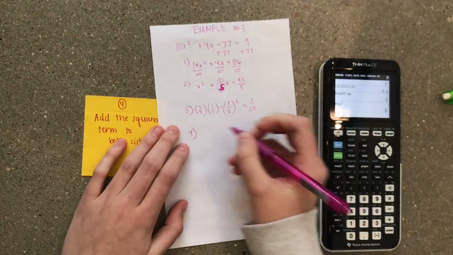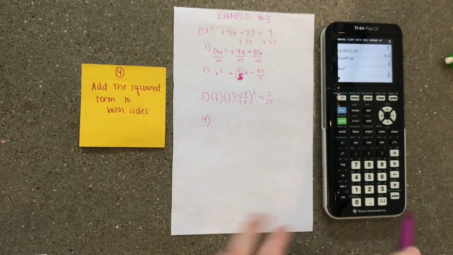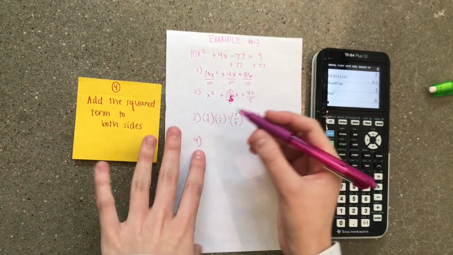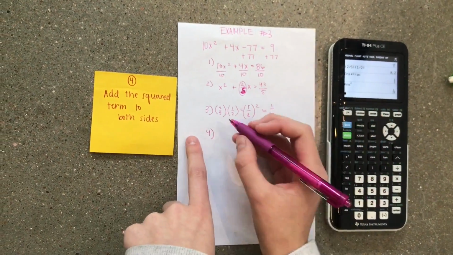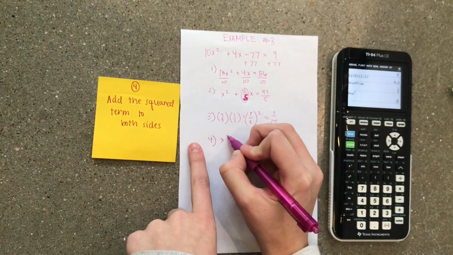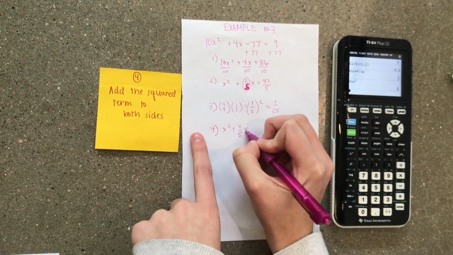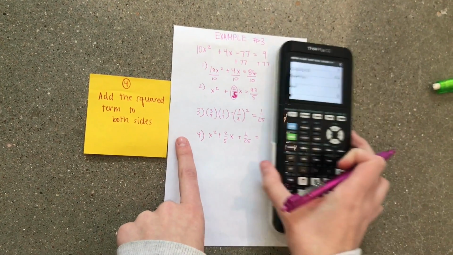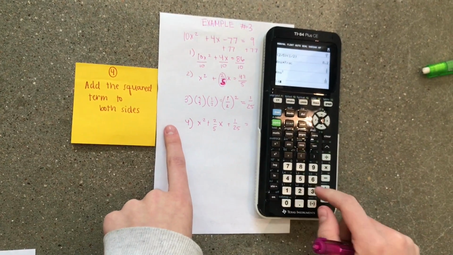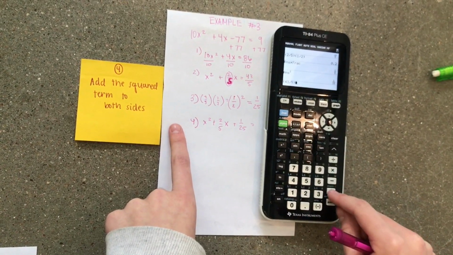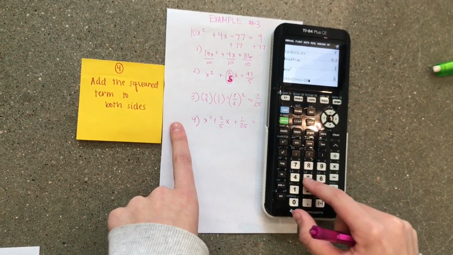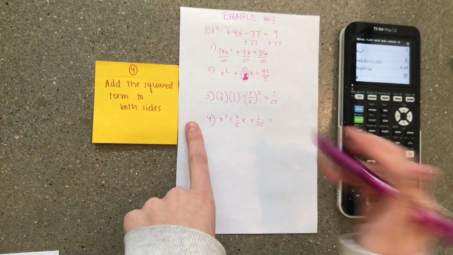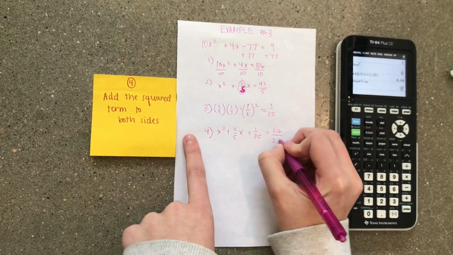Okay, so for the fourth step, we're going to add the squared term to both sides of the equation. So I have x squared plus 2/5 x plus 1/25, that's this. And then we're going to be adding 43/5 plus 1/25 to the right side. Let's break that into a fraction to get 216/25.